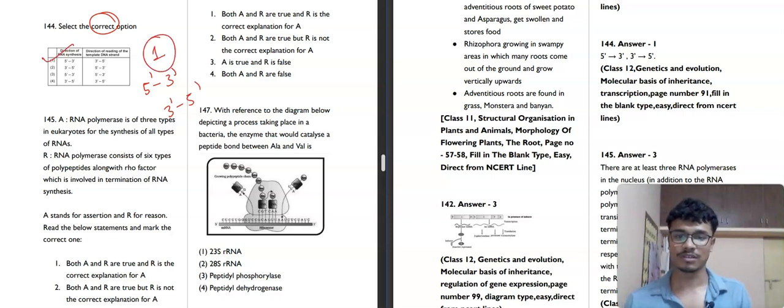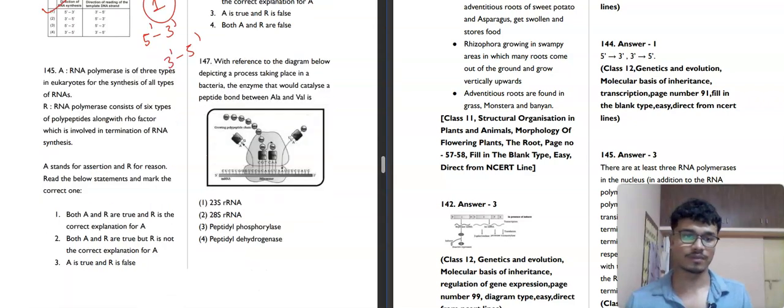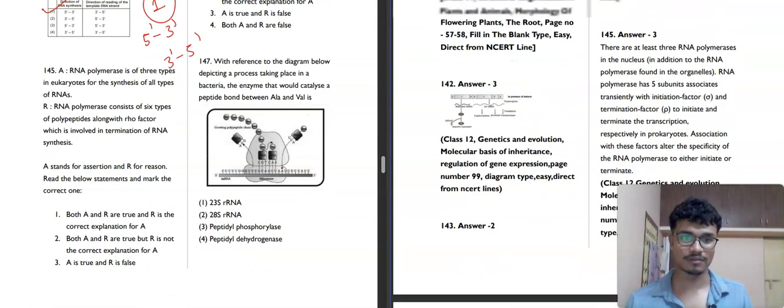Now we'll move towards the next question, question number 145. Let's see what it is saying. It is saying that RNA polymerase is of 3 types in eukaryotes for the synthesis of all types of RNA. Yes, RNA polymerase 1, RNA polymerase 2 and RNA polymerase 3, and they have different functions.